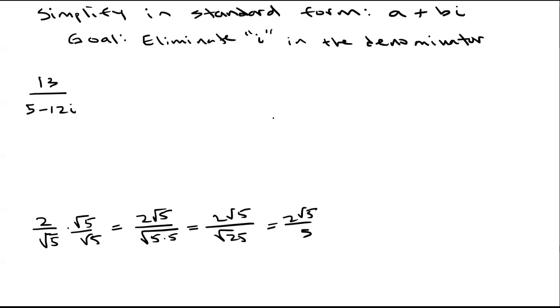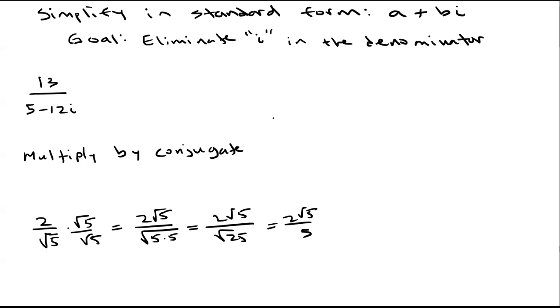Okay, so we have an expression here of 2 over radical 5. We want to eliminate the radical in the denominator, so we multiply top and bottom by the same radical, and that's how we would eliminate the radical in the denominator. Well, we'll do this very similar to this problem here, but instead of rationalizing the denominator, what we're going to do is multiply by the conjugate.